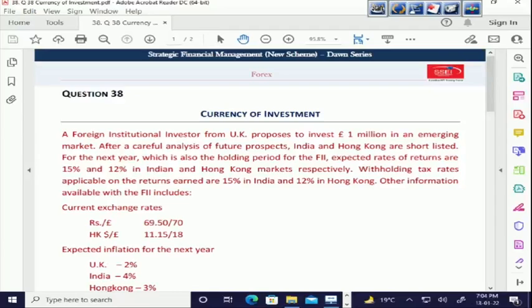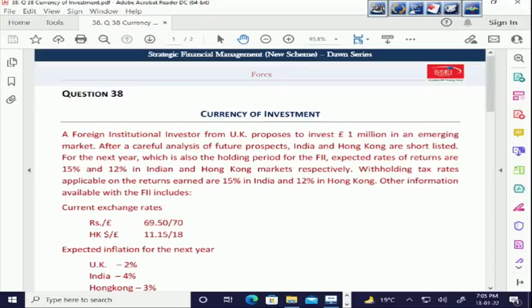A foreign institutional investor, FII, from the UK proposes to invest £1 million in an emerging market. After a careful analysis of future prospects, India and Hong Kong are shortlisted. For the next year, which is also the holding period for the FII, the expected rates of return are 15% in India and 12% in Hong Kong. Withholding tax rates applicable on the returns earned are 15% in India and 12% in Hong Kong.